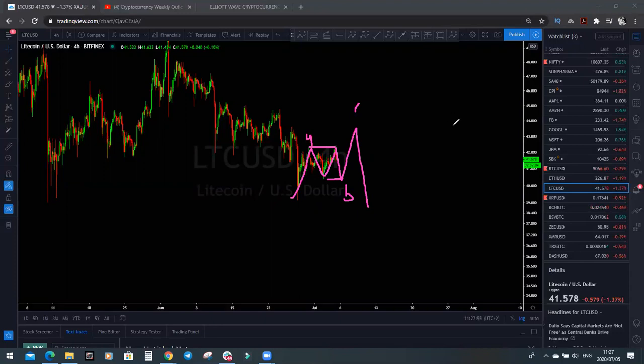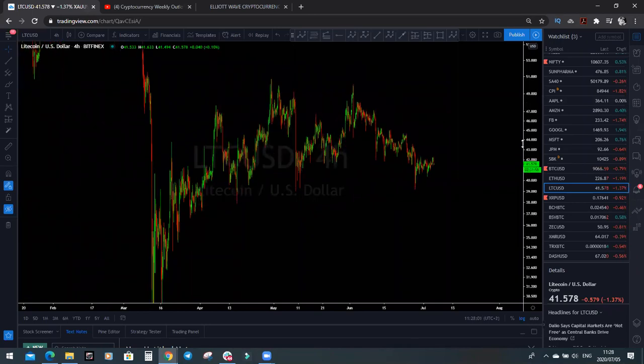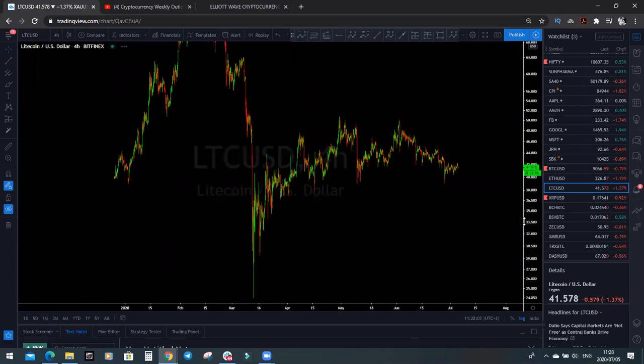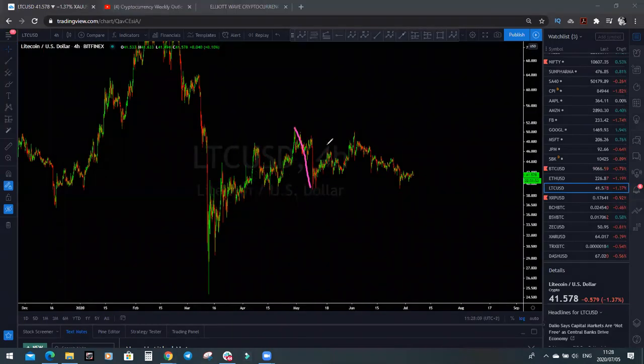Okay, why are we looking at that structure on Litecoin? Let's have a look. Litecoin, just like Bitcoin and other cryptos, when we made this first impulse, we focused that it was going to make a move to the upside and drop.